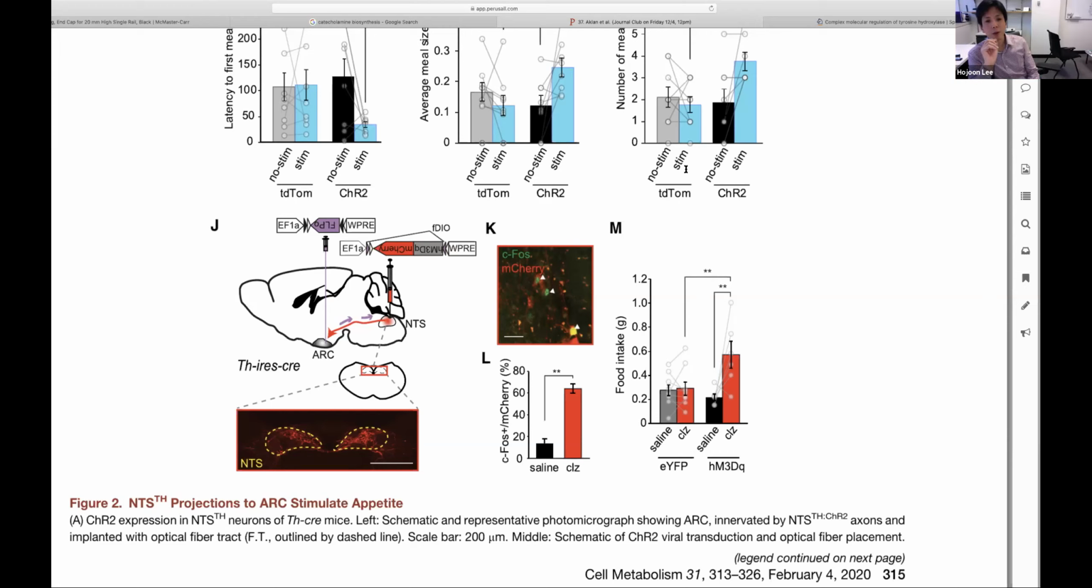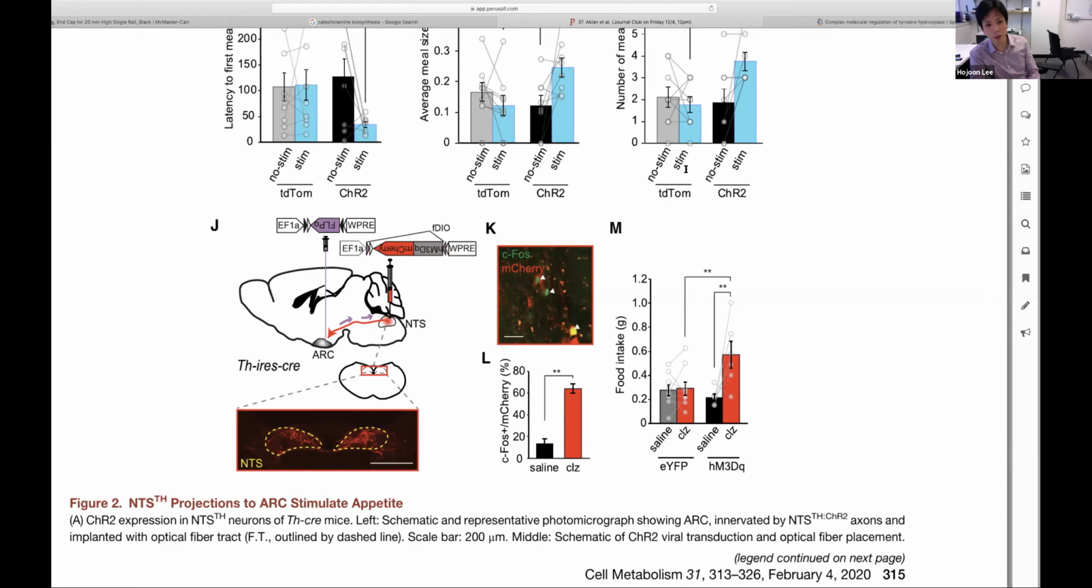Let's say you injected the Dq that most people here have injected, right? Let's say we use the regular Cre-dependent DIO Dq. What happens when you inject that into the NTS in a TH-Cre animal? You label all the TH neurons in the region, and you'll be stimulating all the TH neurons in the NTS, right?